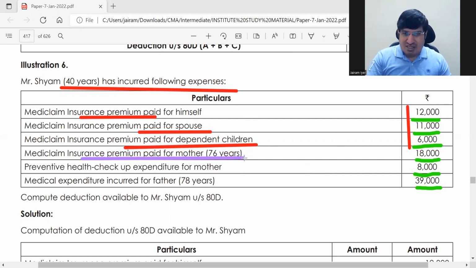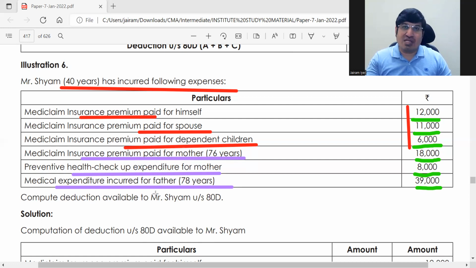Mediclaim for mother is a senior citizen, 18,000. Okay. Preventive health checkup for mother, 8,000. Okay. And medical expenditure incurred for father. See here. Okay. Here. See here, mediclaim has been paid for mother. Okay. So if he incurs medical expenditure, health checkup is different. Okay, it is limited to 5,000.